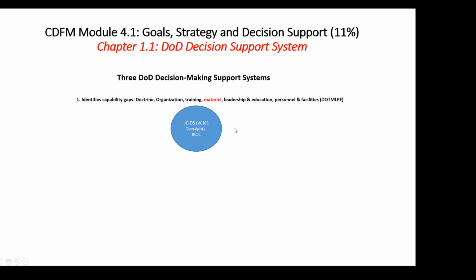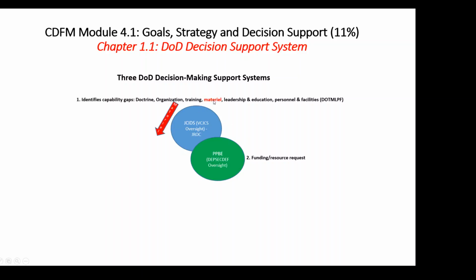So JSIDs identify capability gaps by evaluating, analyzing the DOTMLPF process. If it's just simply, okay, we need more personnel and we just need funding, we use the PPBE process: planning, programming, budgeting, and execution. So the Deputy Secretary of Defense has overall oversight of the PPBE process.